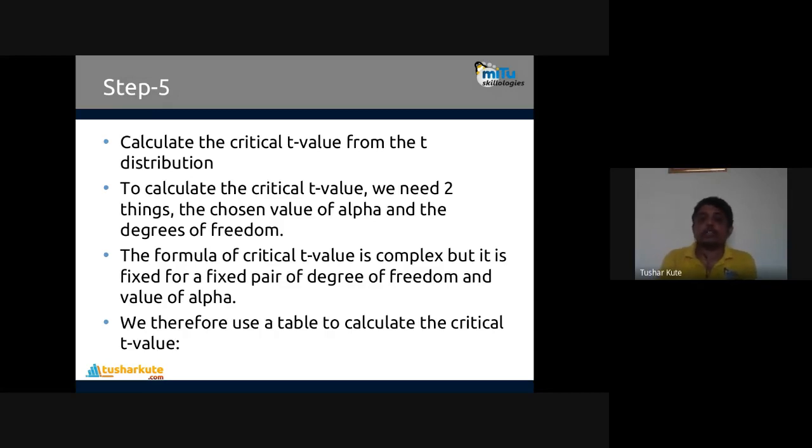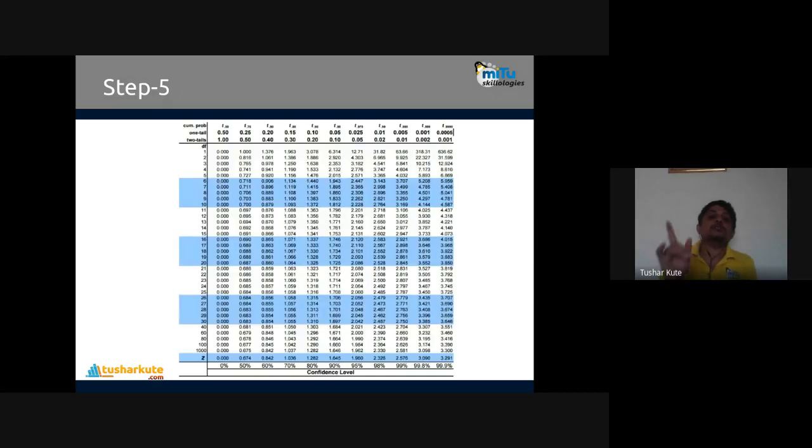We therefore use a table to look up the critical T values. Now see this one, everything I can work on is summarized here. At the end, I have given the confidence level. Here, cumulative probability is mentioned, for one tail and two tails. All of these values are used, a total of 1000 samples are taken, and for every 1000 samples I'm using different confidence levels from 50, 60, 70, 80, 90, 95, 98, 99, 99.8, 99.9, and so on.